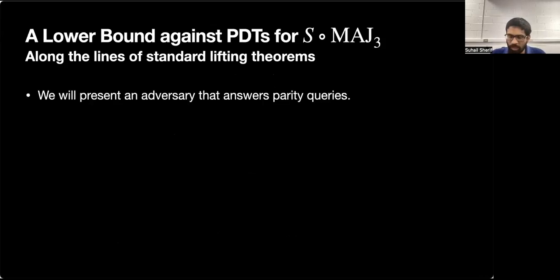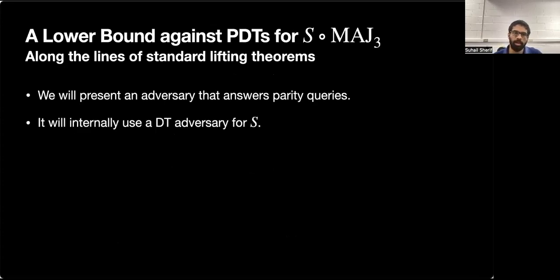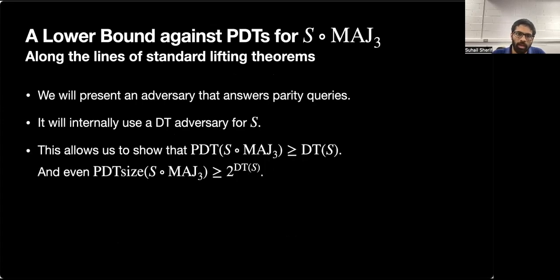What they eventually come up with is an adversary that answers the more complicated queries, which in our case are parity queries. And internally, this adversary is going to use a decision tree adversary for the original relation. And this allows us to show that the number of queries needed for the parity decision tree is going to be at least the number of queries needed for the decision tree on the original relation. And with a slight modification of this outline, we could even show this for parity decision tree size.